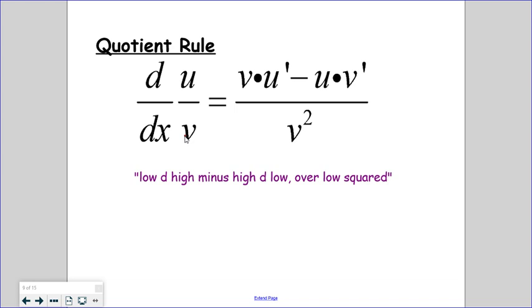Okay, so if you like just saying it out in more words: bottom function times the derivative of the top, minus top function times the derivative of the bottom. However you need to remember that, you've got to remember the order that it goes.